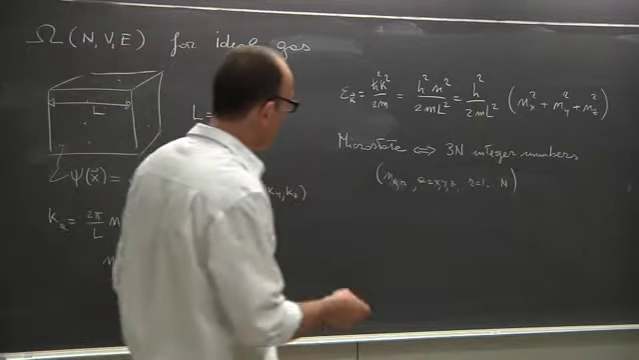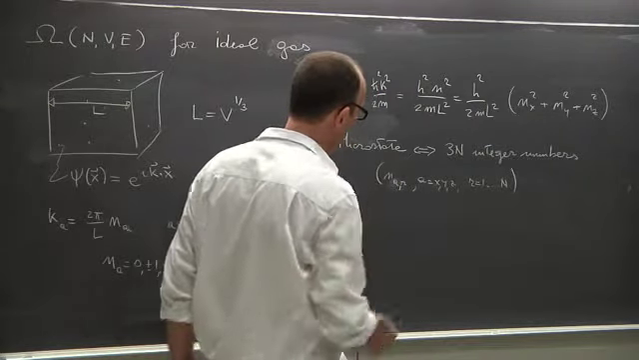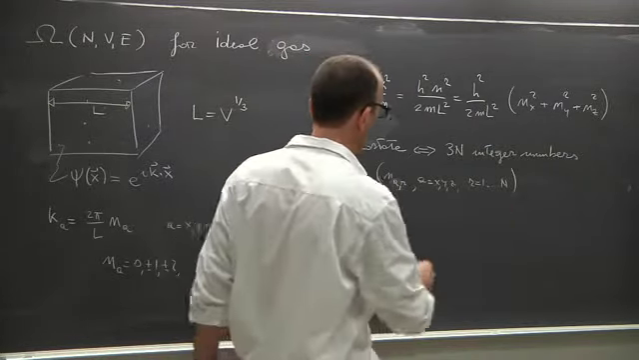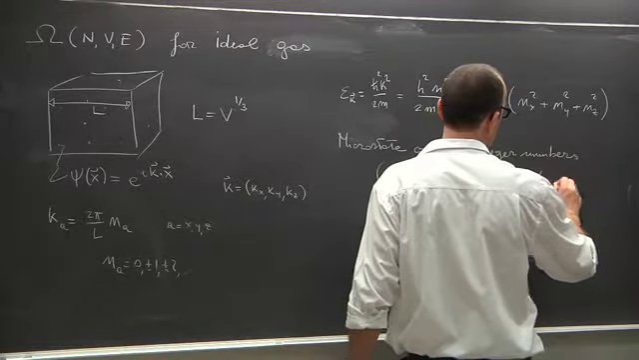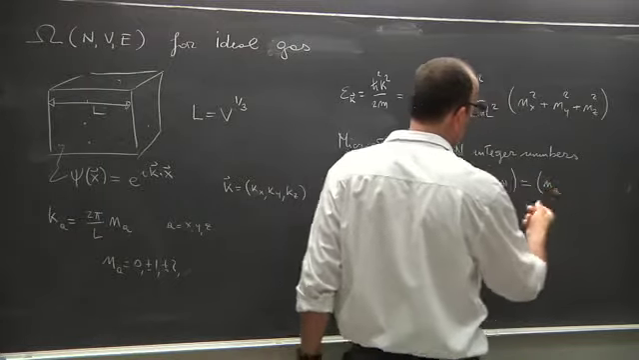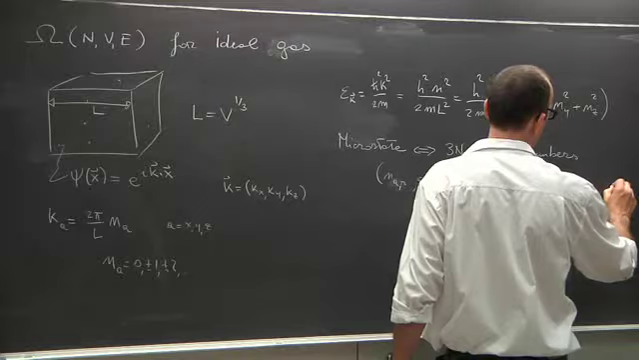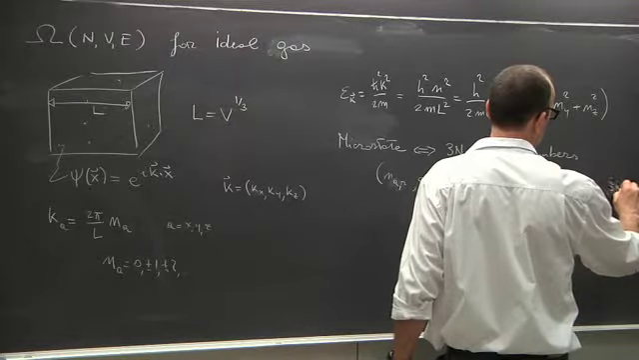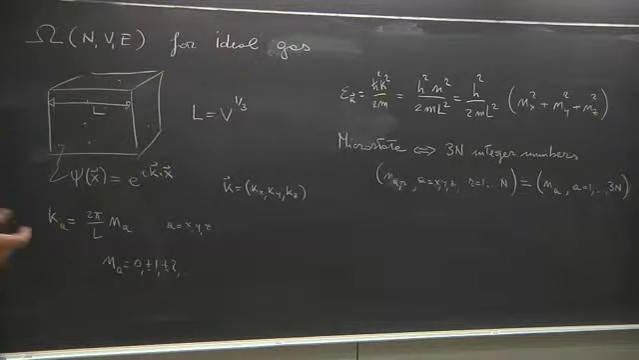Let me just use one index, so let me rename this as just a vector n_a, where this index a goes from 1 to 3n. So I have to specify for each particle these 3 integers, so I have 3n integers.